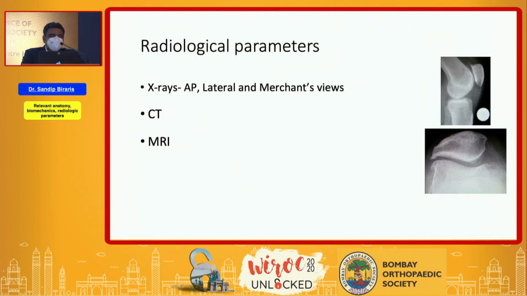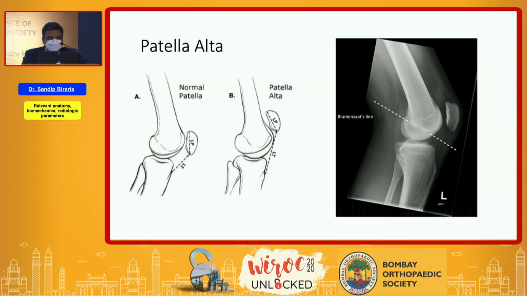There are certain important radiological parameters which are based on X-rays, CT scan and MRIs. Most of them also overlap with each other. So when Blumensaat's line is drawn, if the inferior pole of the patella is not touching this Blumensaat line, it is called patella alta.